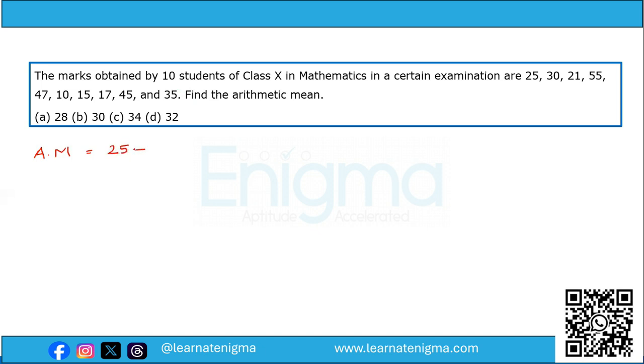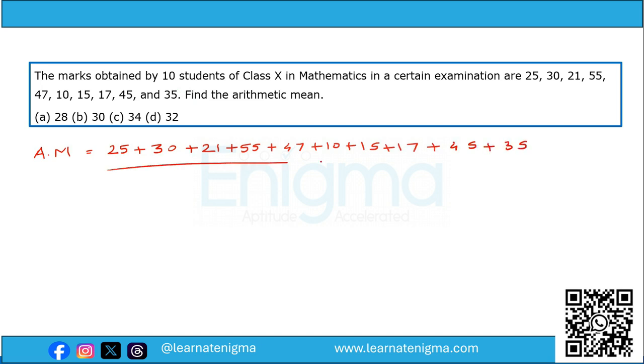So we have to add all these things. So 25 plus 30 plus 21 plus 55 plus 47 plus 10 plus 15 plus 17 plus 45 plus 35. So we have all these 10 values. We have added them, divided by the number of students, that is 10.